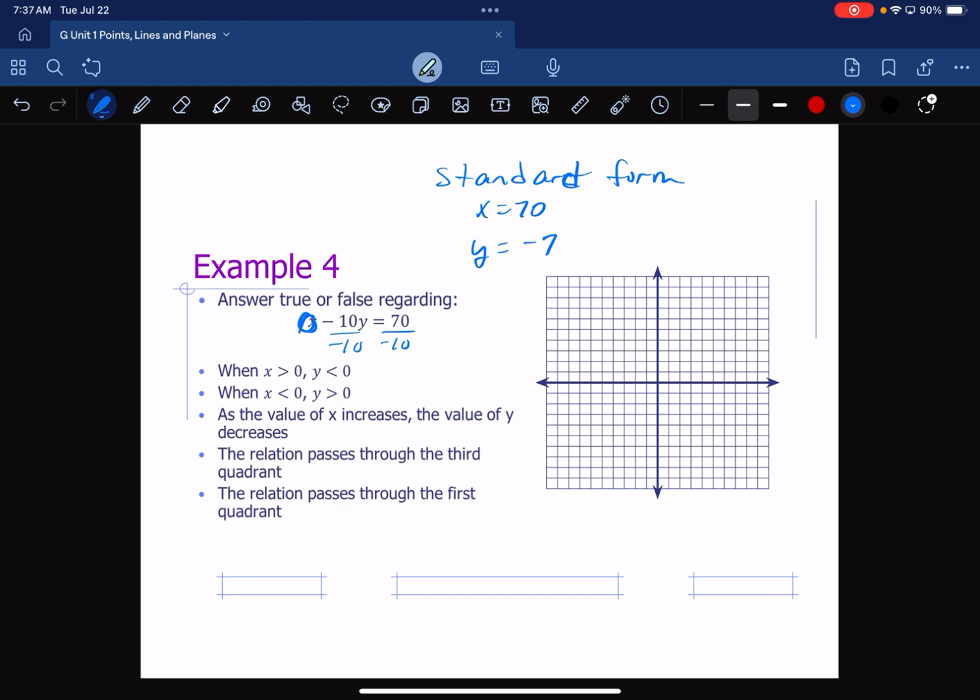So this graph is going to look kind of goofy because, the x-axis, I can't get to 70 unless I count by tens. So I'm going to count by tens and call that 1, 2, 3, 4, 5, 6, 7. There's 70. And if I go by tens on the y-axis, negative 7 would be like right there, not quite down to 1. So my line looks something like, it doesn't even want to move into place.